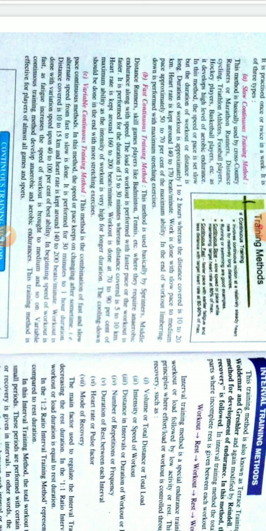Variable continuous training methods are a combination of slow continuous training methods and fast continuous training methods. In these methods, the speed keeps on changing. Sometimes we do fast, and sometimes our speed will be slow. Variable continuous training is performed for approx 30 minutes to 1 hour, and the distance covered is 10 to 15 kilometers, and our heart rate is kept around 140 to 200 beats per minute.